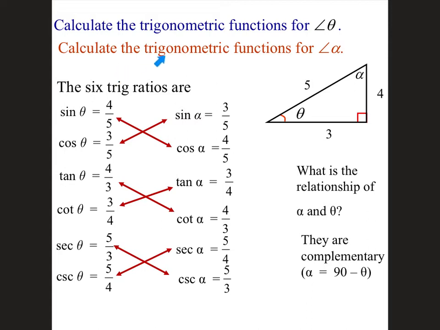Here you are told to calculate the trigonometric functions for angle theta and for alpha. Starting with angle theta, the sides are given. For sine, opposite over hypotenuse, that's why you have 4 over 5. For alpha, that's going to be 3 over 5. For cosine, adjacent over hypotenuse, it's 3/5. For alpha, the adjacent is 4 over the hypotenuse, which is 5. And we get all the ratios, including the reciprocal functions, for both angles.